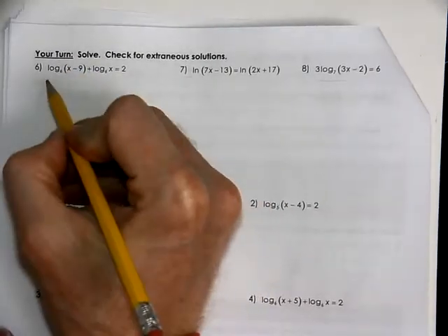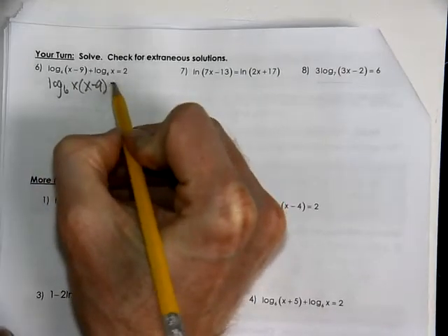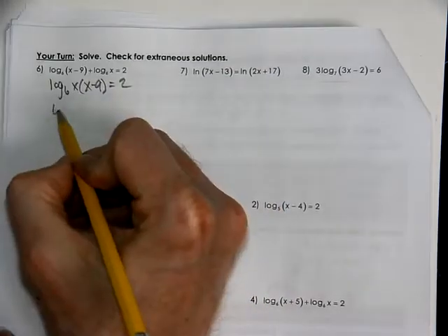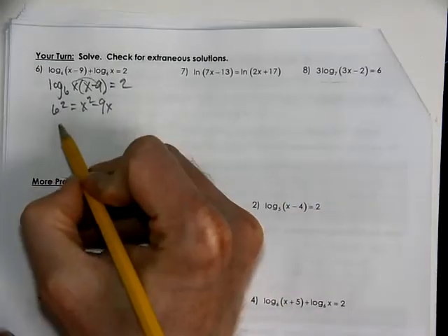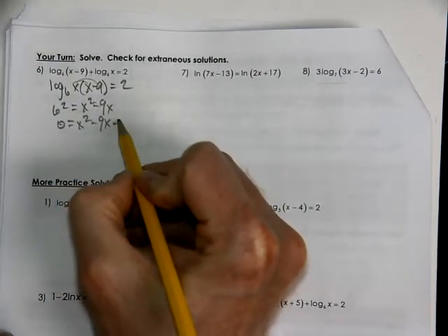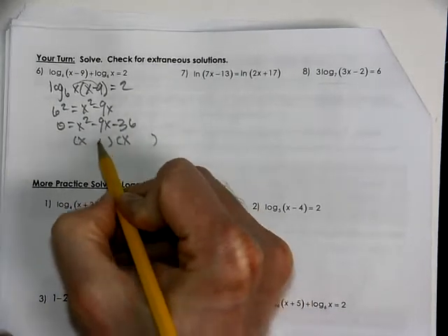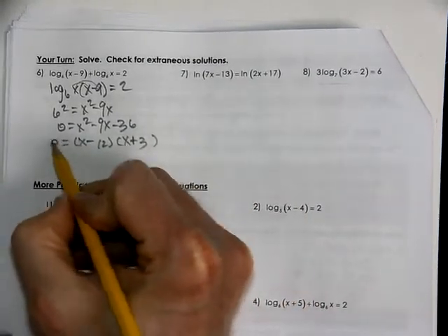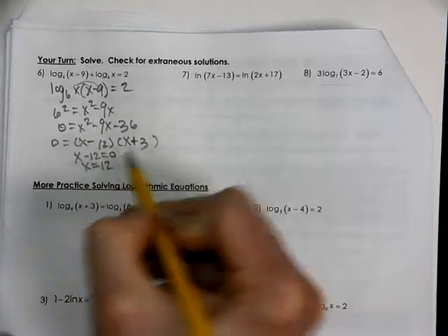So since we're adding two logarithms together, we write it as one. This is called condensing. I like to write the x in front of the binomial. So then we're going to write it as 6 squared equals x squared minus 9x. We'd subtract over 6 squared, which is 36. And that can be factored apart using 12 and 3. So it has to be a negative 12 and a positive 3. And we can use the zero product property.